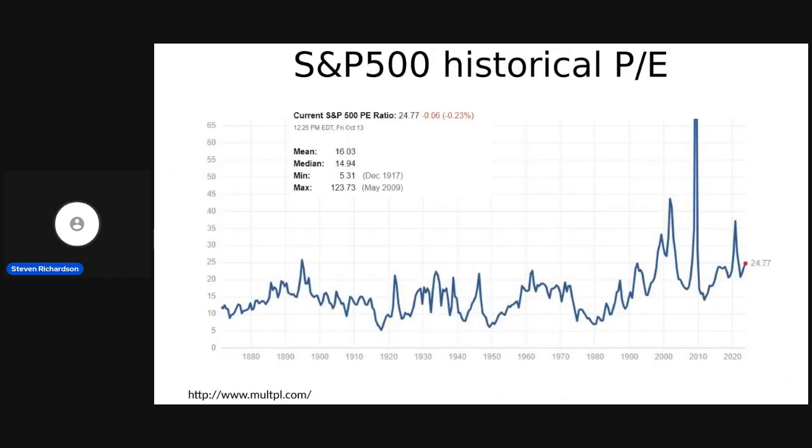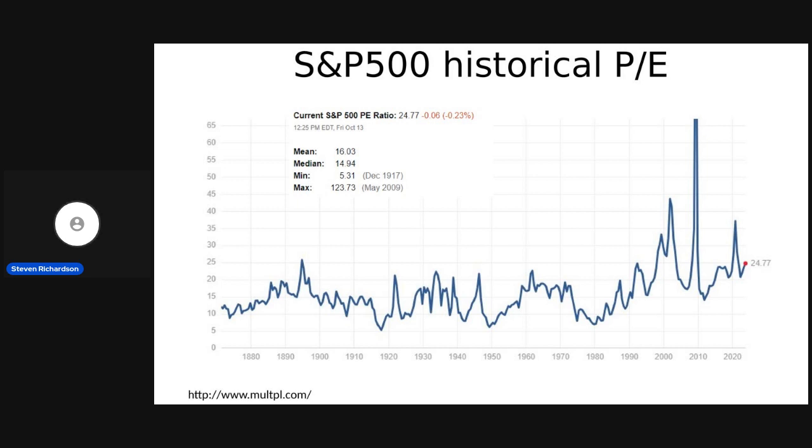Okay, historical Standard and Poor's price earnings ratios. You can see the current 24.77 when this was snipped on Friday, October 13th, whatever year that is, probably 2018, 19, I don't know. And then it has the mean and the median. So this is always fluctuating, that current PE ratio. So the mean and the median will fluctuate too.